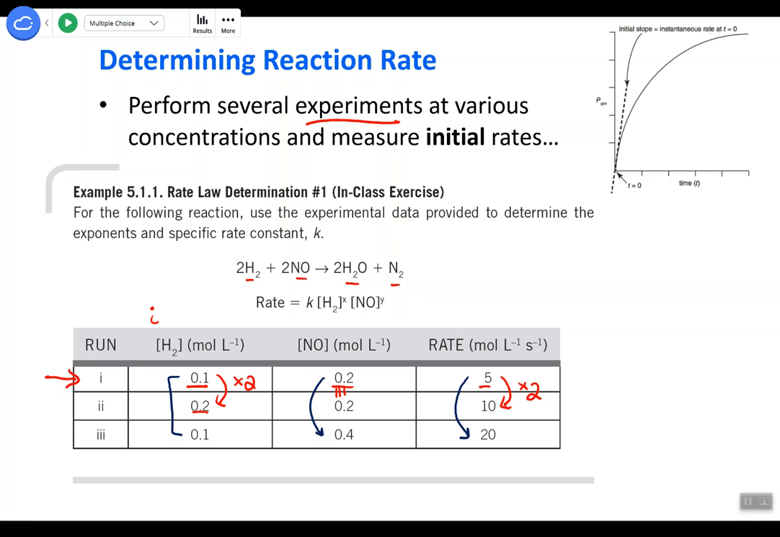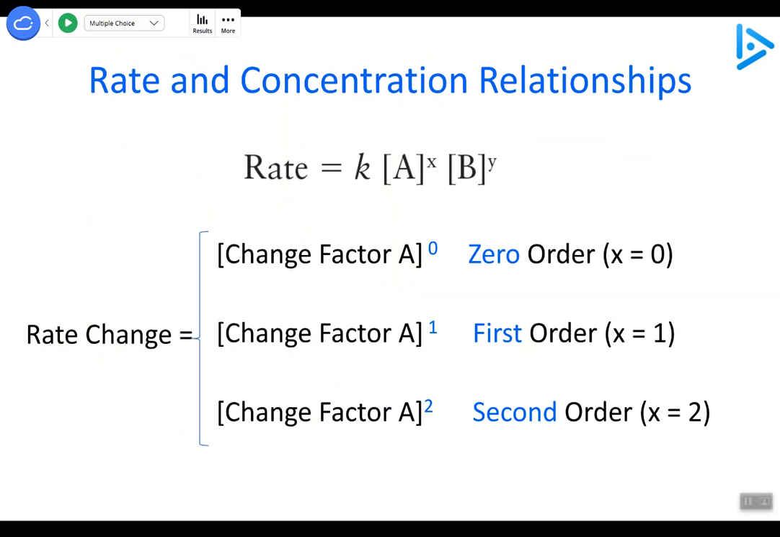Based on this data, we can determine what the rate law is. We're going to come back to this in a second. We're going to actually determine it. But let's talk about how to interpret this. Then I have a question for you, and then we'll actually calculate it. We want to figure out what this big rate law is. We need to know what the x and the y exponents are.